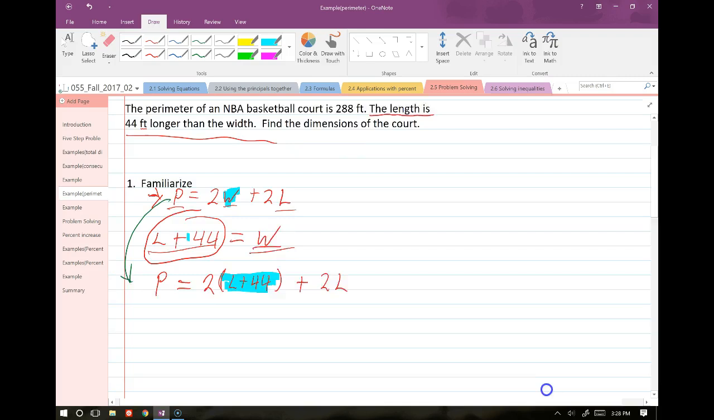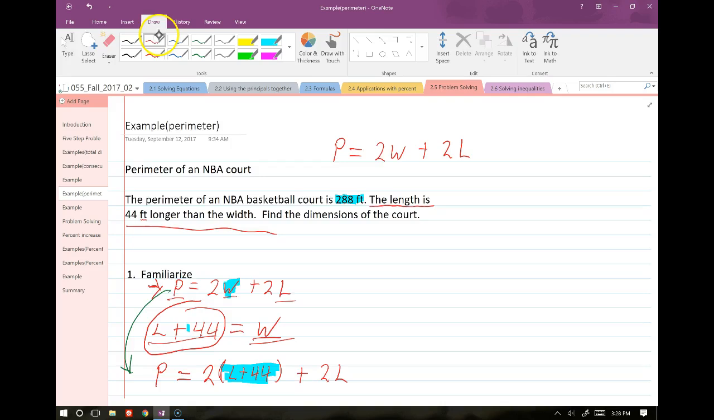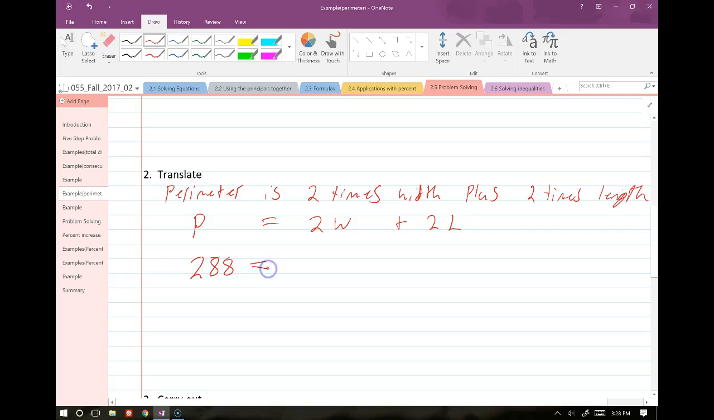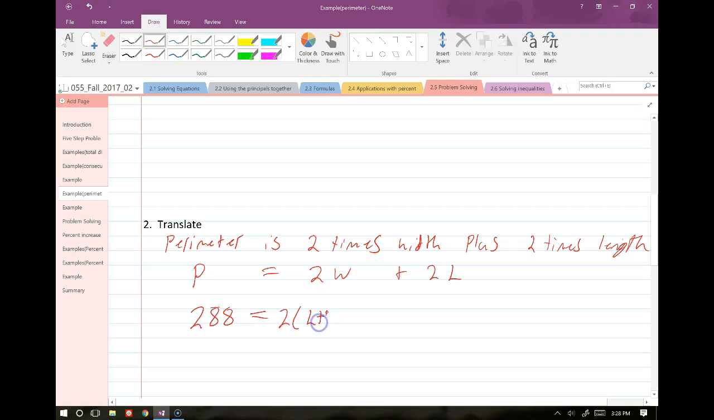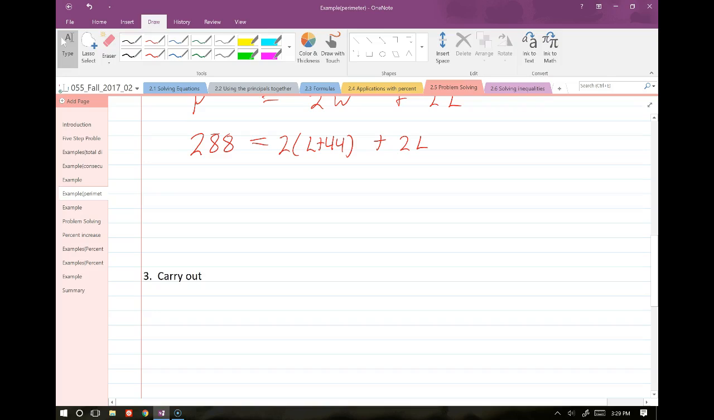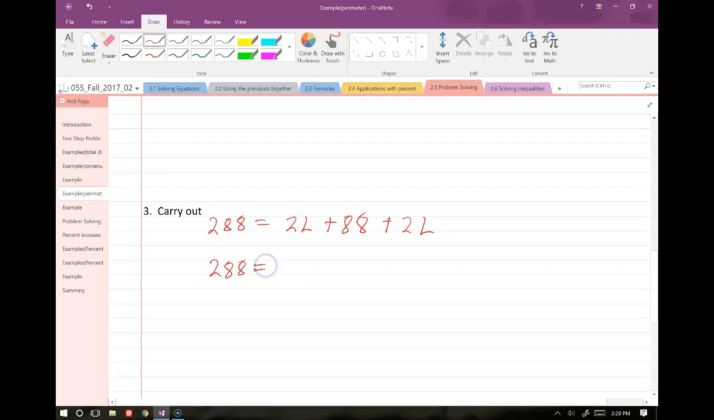So we know that P is equal to 288. So 288 is equal to 2W, but W is equal to L plus 44. And then we just have 2L, because L remained just the length. Now we're going to carry out the above equation. After we distribute this 2 in, we have 2L plus 44 times 2, which is 88, and we also have a 2L trailing behind here. So 288 is equal to 4L plus 88.